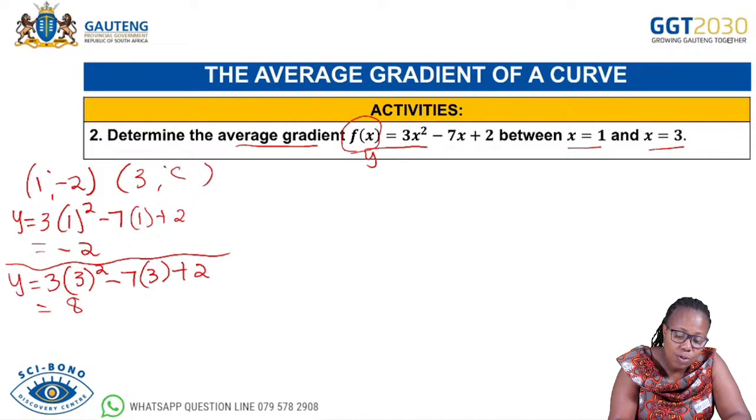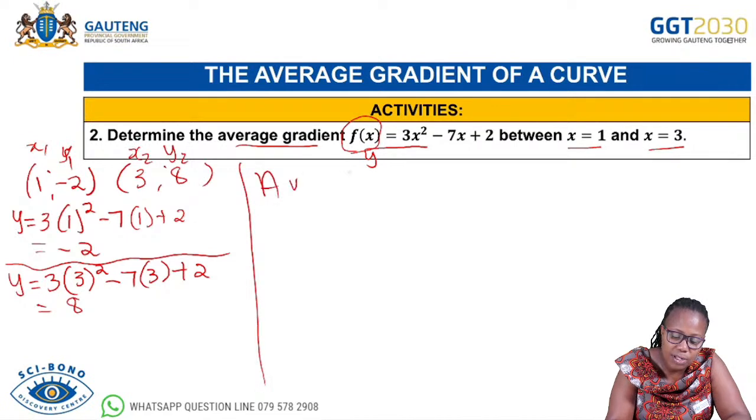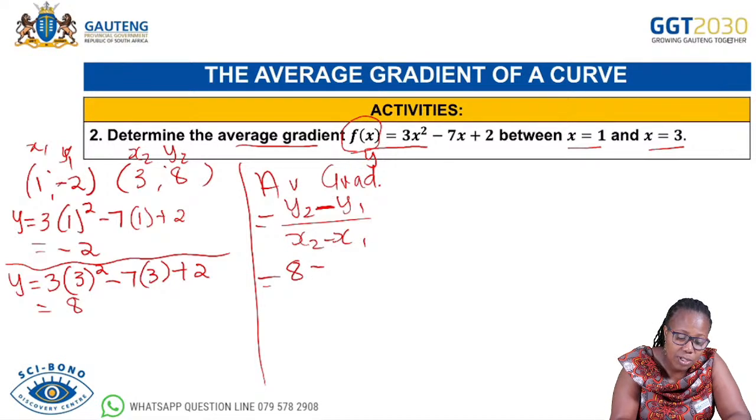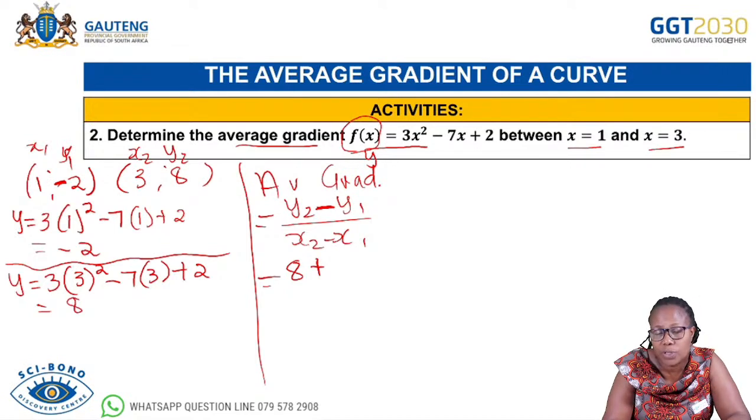So that 3 will coordinate with what? With the 8. So that is your x1, y1, technical mathematicians, x2, y2. We can go average gradient is equal to what? The y2 minus y1 over x2 minus x1. Substitute y2, 8 minus, it's a minus from your expression and the minus from the coordinates. Negative, and by negative, positive.